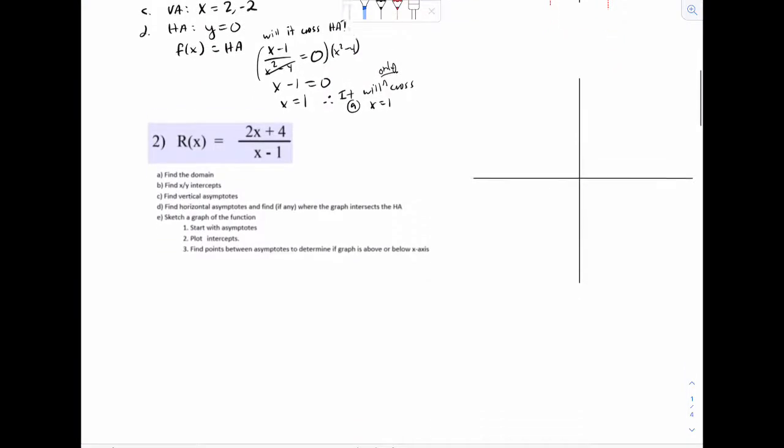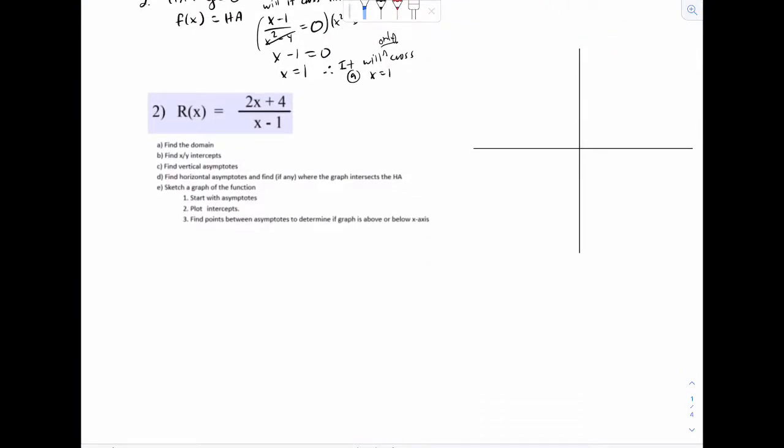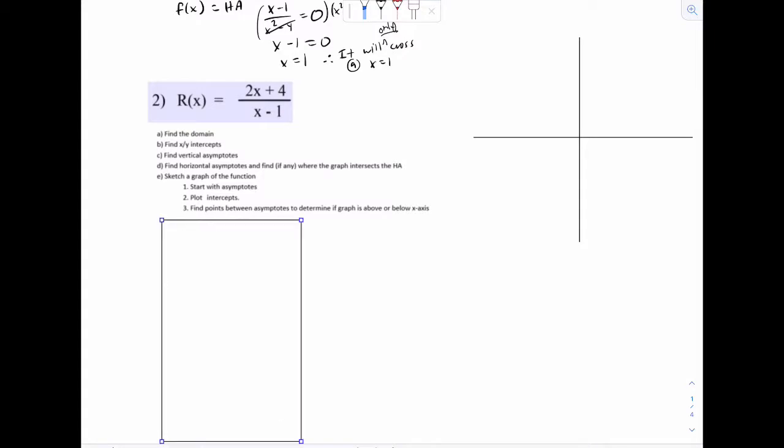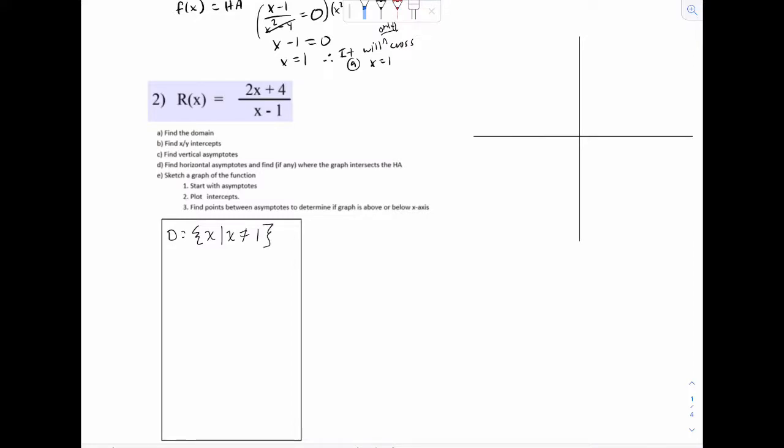So now it says find the domain. Notice how it's all the same steps. I'm going to draw a box to organize all the information for us. And as we get to more graphing, I'm going to like putting a box down just to keep everything organized. So domain, I can see that x can't be 1. The x-intercept, -2. Y-intercept, -4. And again, the x-intercept comes from making the top 0. So I just thought in my head, what makes that thing 0? And the y-intercept, I plug in 0 here, so I get -4.